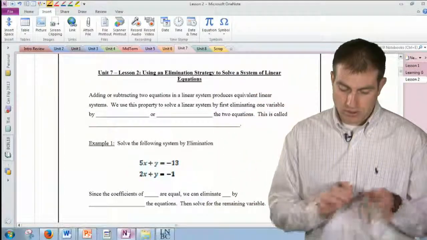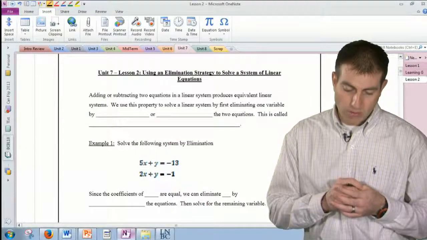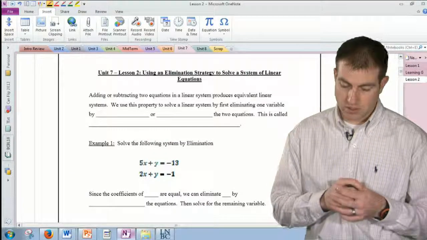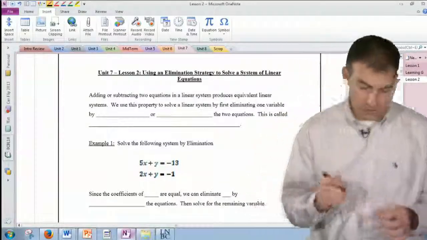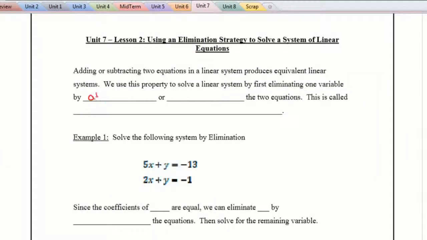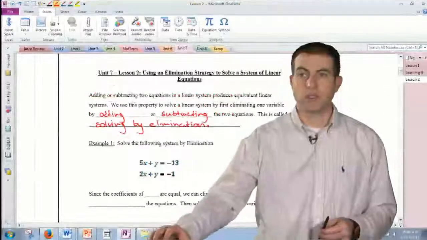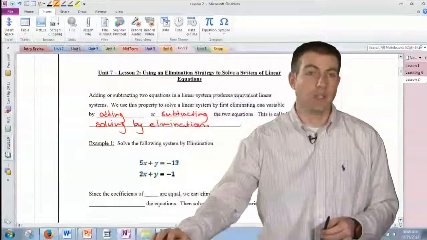Adding or subtracting two equations in a linear system produces equivalent linear systems. We use this property to solve a linear system by first eliminating one variable by adding or subtracting the two equations. This is called solving by elimination. And like I said, if given a choice of solving equations, this is probably the method most students will choose.